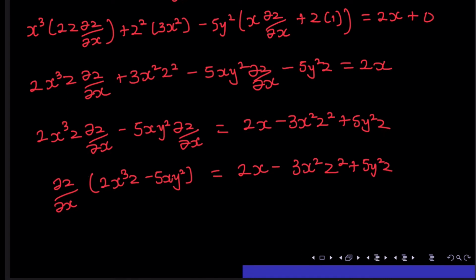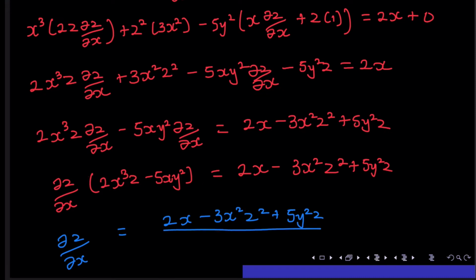To find ∂z/∂x, we just have to divide by the coefficient of ∂z/∂x. So we are going to have ∂z/∂x giving us 2x minus 3x squared z squared plus 5y squared z divided by the coefficient, and thus 2x cubed z minus 5xy squared.